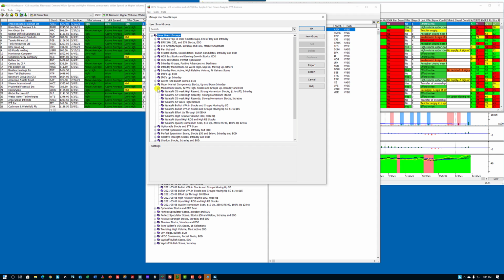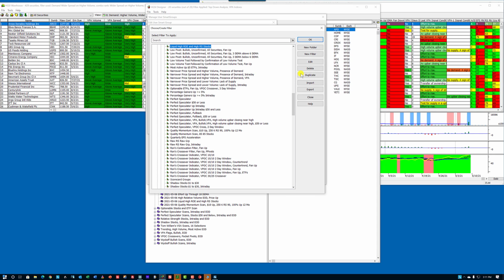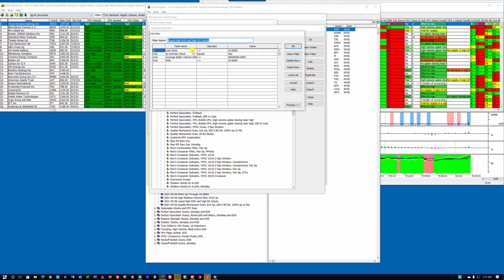I'm going to edit this, and what I did is I took the source group, which is all securities, and I created this filter. Very simple filter. Last close greater than or equal to 15. I didn't even put a minimum volume in here because we're using average dollar volume, and I had to do this on the 50-day moving average because we only have 2 average dollar volume figures, but this works. And what I put in here, 50 million, I believe, and a minimum return on equity of 10.